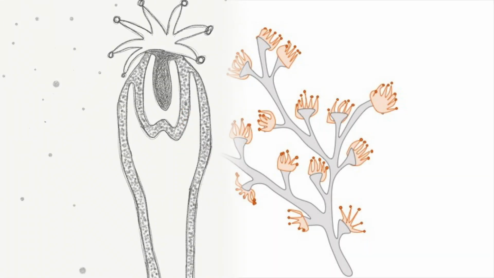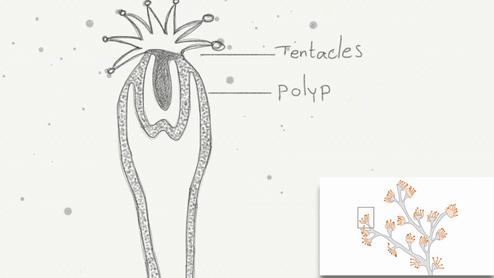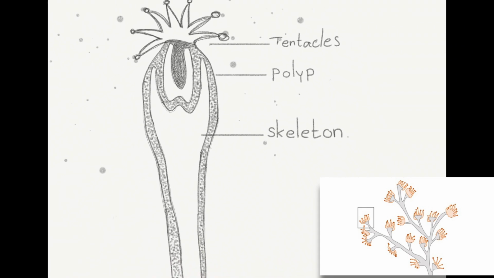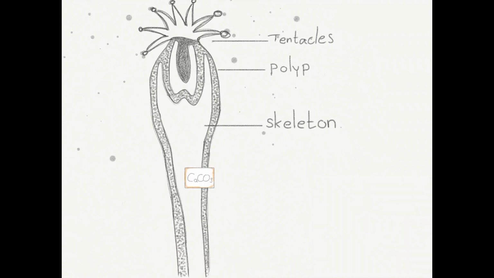Cold water corals consist of a number of tiny polyps. These polyps use their tentacles to feed on fine particulate organic matter that drifts in the water column. They grow by producing skeleton, but very slowly, even less than a centimeter per year. The skeleton is made by combining calcium and carbonate ions.